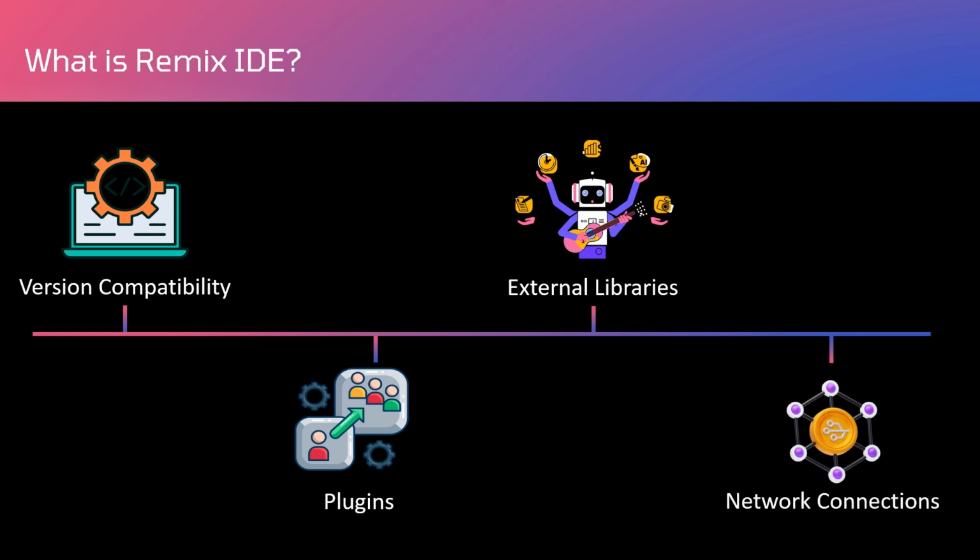Network connections. When deploying to a test network or the mainnet, always double check the configuration and ensure that we are connected to the right blockchain network. For those new to blockchain development, Remix is a great stepping stone to understand the basics of smart contract development and deployment. Once we are comfortable with Remix, we can explore more advanced workflows using tools like Truffle or Hardhat.